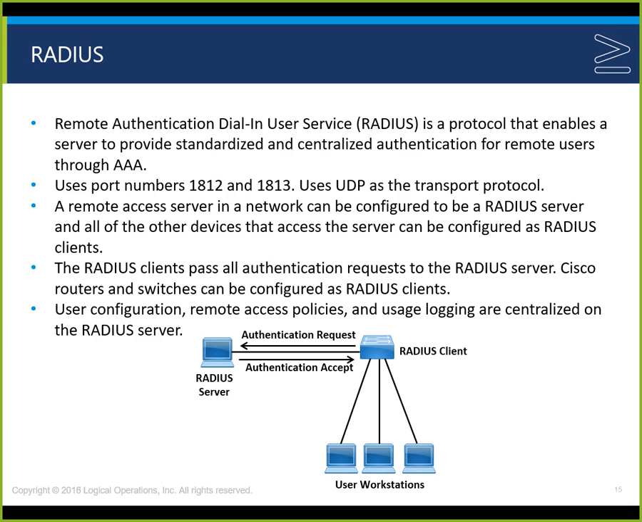A remote access server in a network can be configured as a Radius server, and all the other devices that access the server can be configured as Radius clients. Okay, so we set up a Radius server. Radius is open source. If you're using Microsoft, it's built into the Microsoft servers. So we have this thing that we can use to authenticate. We can build a username and password database, or again, if you're in a Microsoft environment, you can use the Active Directory database in order to do Radius authentication.